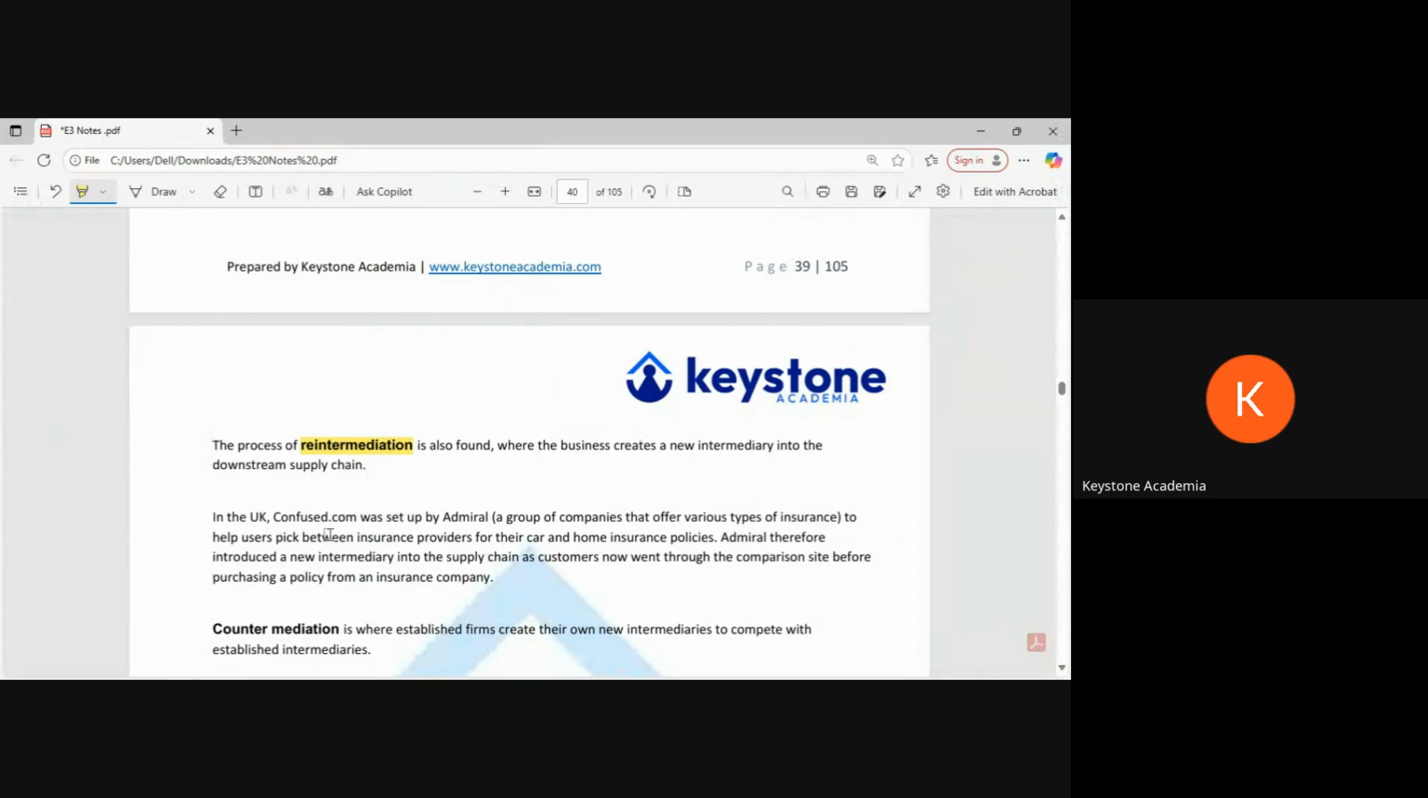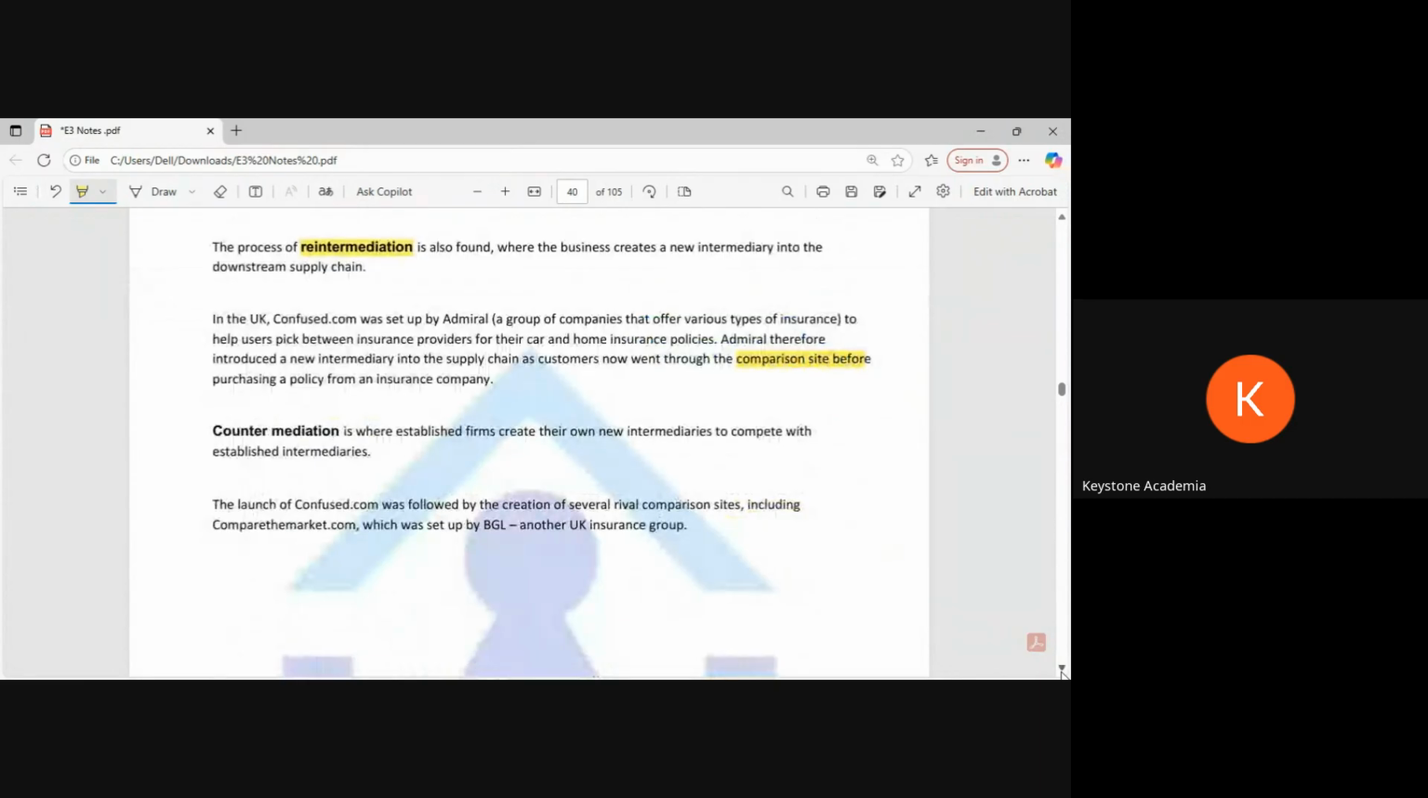For example, in the UK, confused.com was set up by Admiral, a group of companies that offer various types of insurance, to help users pick between insurance providers for their car and home insurance policies. Therefore it is a new intermediary in the supply chain, as customers now went through the comparison site before purchasing a policy. Looking at that, other competition also came up with their counter mediation. The launch of confused.com was followed by creation of several rival comparison sites, including comparethemarket.com, which was set up by BGL, another UK insurance group.